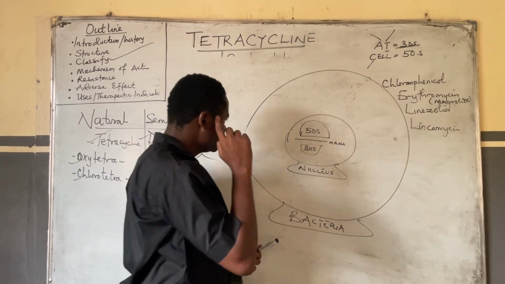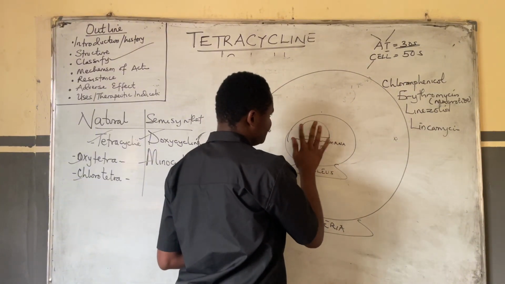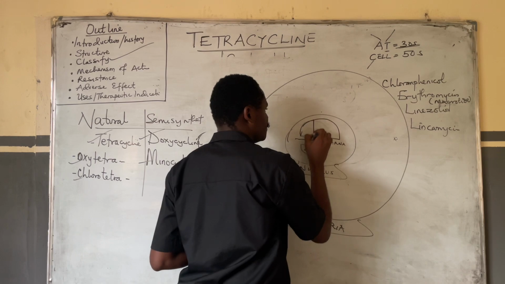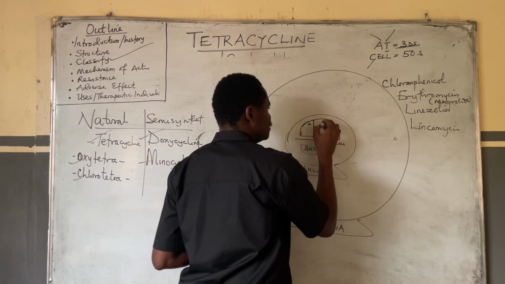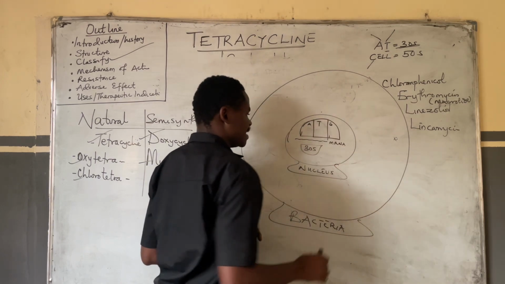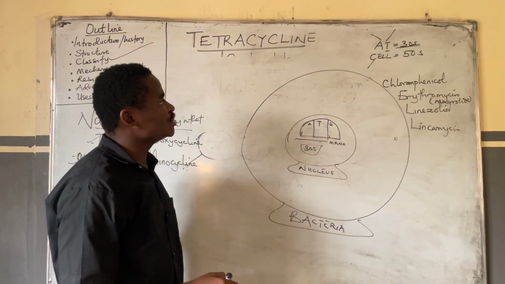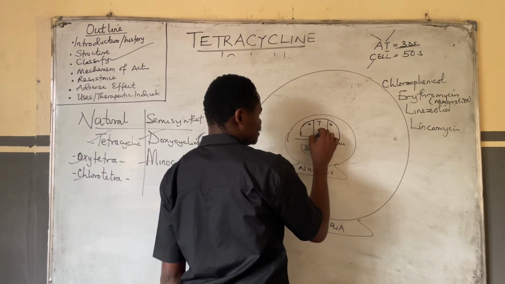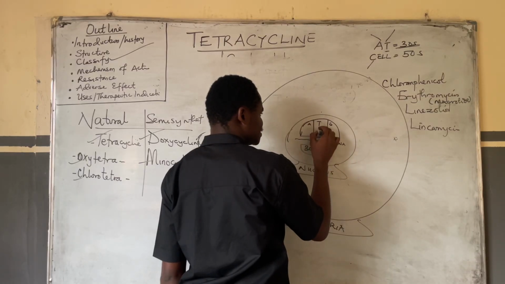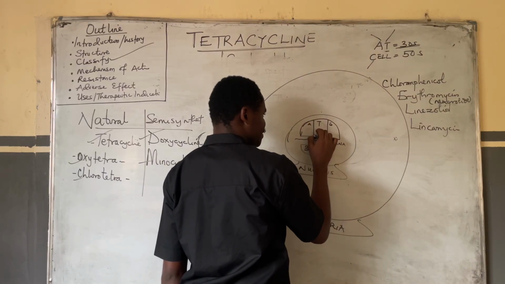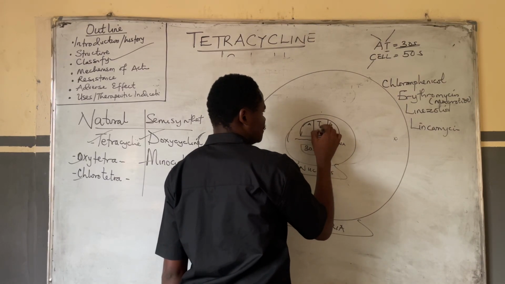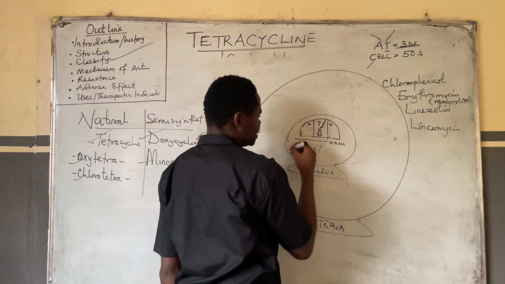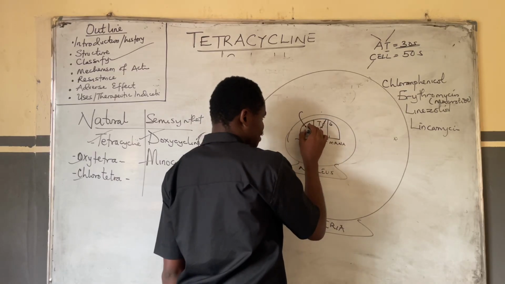Now in this 30S, I'm going to divide it into three different subunits: the A site, the T site, and the D site. What this drug does is that, remember, we might have the elongating chain like this, with proteins elongating like this. Then a new one is coming here.